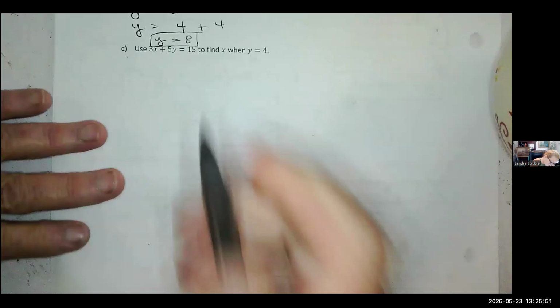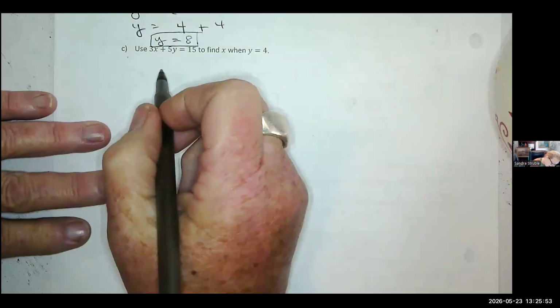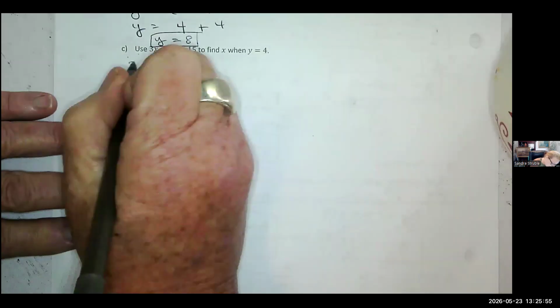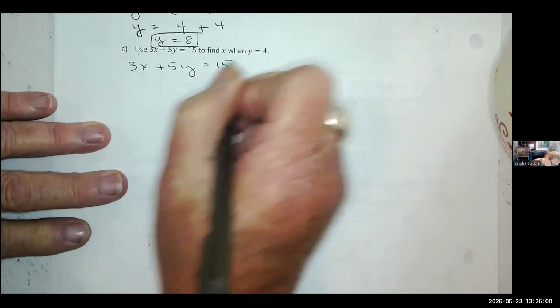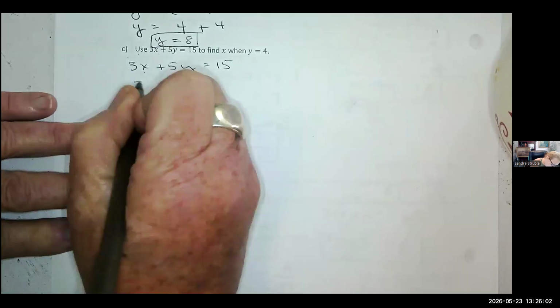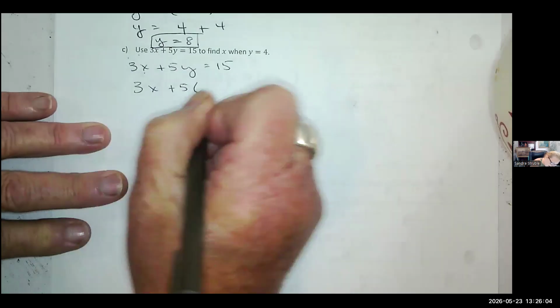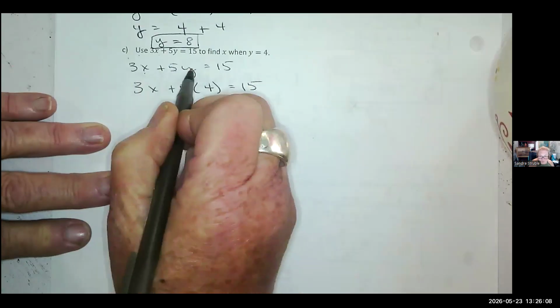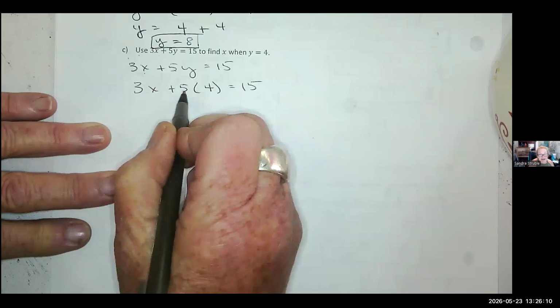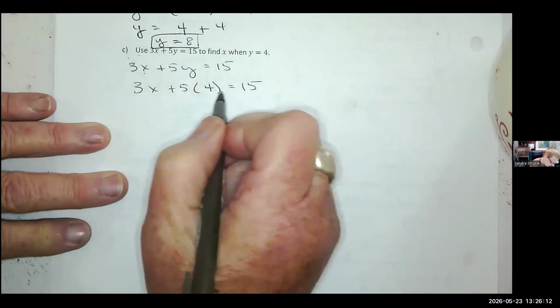The next one is using 3x plus 5y is equal to 15. We're going to find x when y is 4. So I'm just going to substitute 4 for my y. This 5 is multiplied to y, not added. So that 5 needs to be multiplied to that 4, not added. Be careful. This is something I see students do.